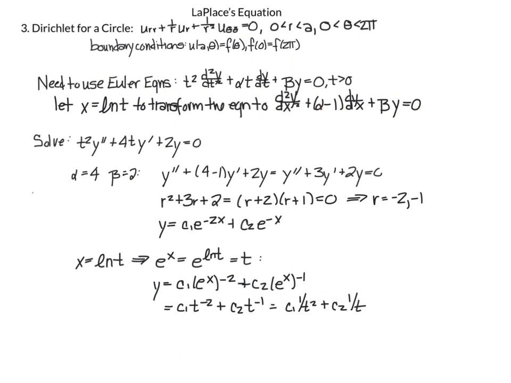So let's say we're solving t squared y double prime plus 4t y prime plus 2y equals 0. And y is a function of t.